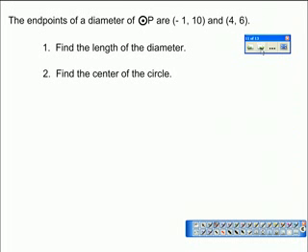The endpoints of a diameter of circle P are (-1, 10) and (4, 6). Find the length of the diameter and find the center of the circle. To find the length of the diameter, what formula am I going to use? Distance formula.